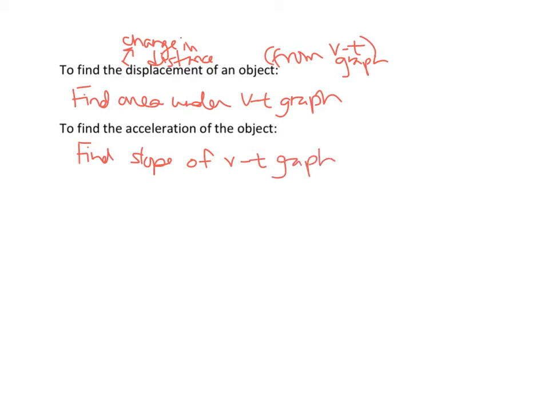All the ones I'm going to give you for velocity time graphs are going to be straight lines. We're going to assume that we have constant acceleration, meaning that the lines are straight. In real life, that doesn't always happen, but for this class, we'll make that assumption.